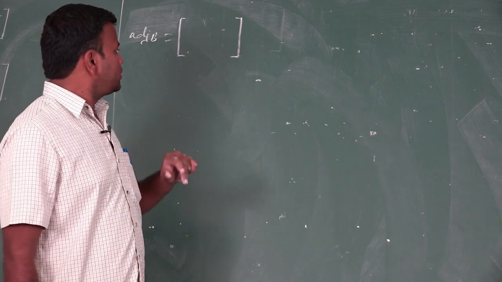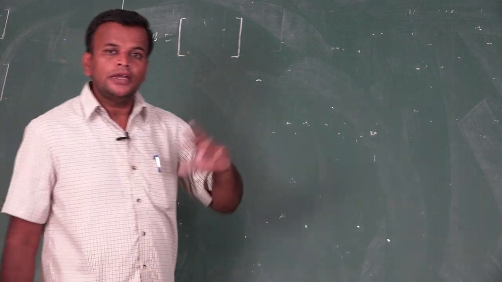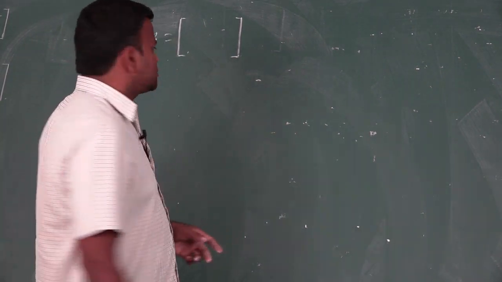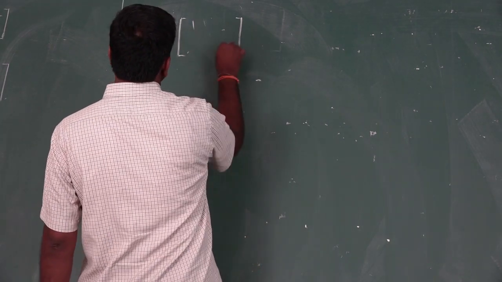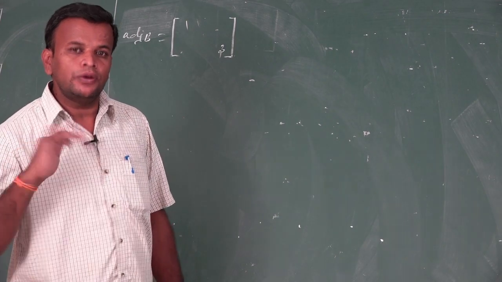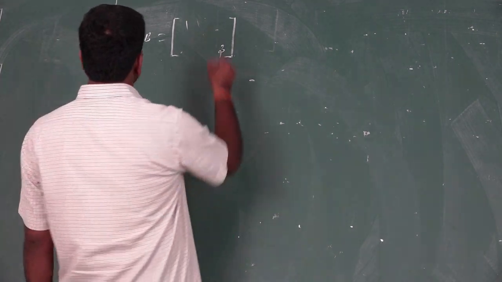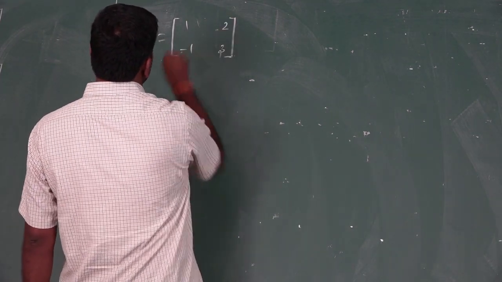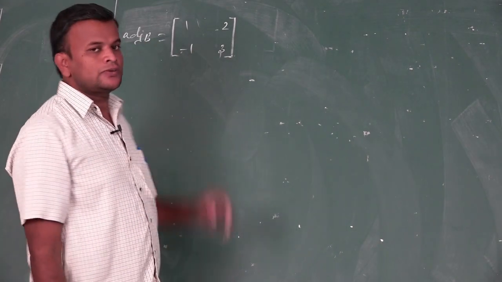To find adjoint, the first step is we interchange the leading diagonal elements. So interchanging the leading diagonal elements, it becomes 1, 3. And for the next two elements, only the sign changes. So minus 2 is there, so it becomes plus 2. Plus 1 is there, it becomes minus 1.